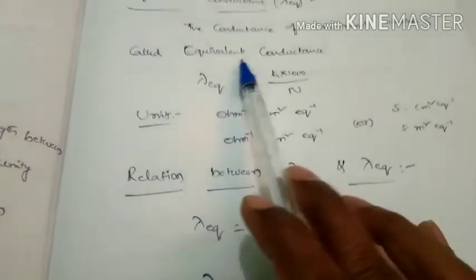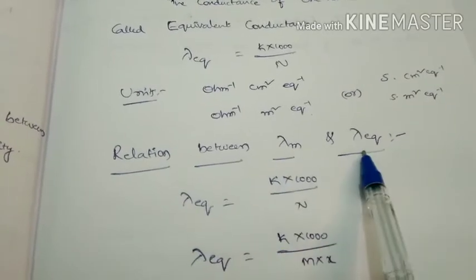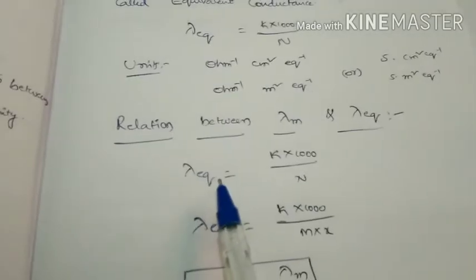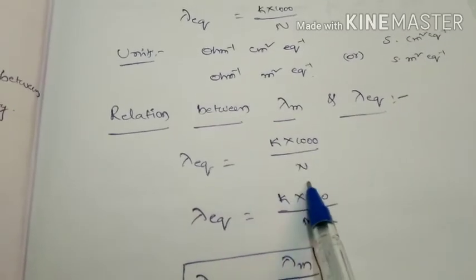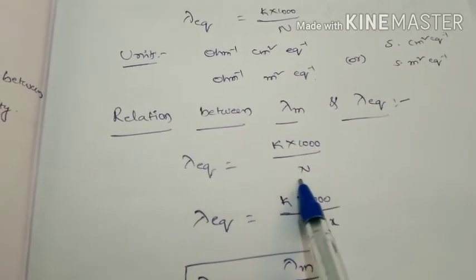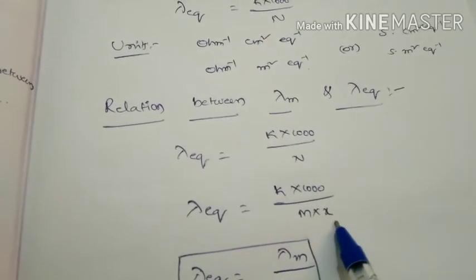That is about equivalent conductance. Here is the relation between molar conductance and equivalent conductance. First we take the formula for equivalent conductance: lambda eq equals k into 1000 by N, where N is normality. There is one formula between normality and molarity: normality equals molarity into x.